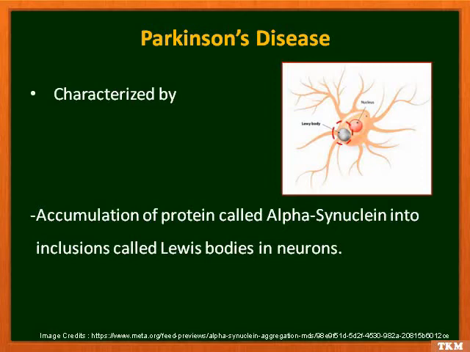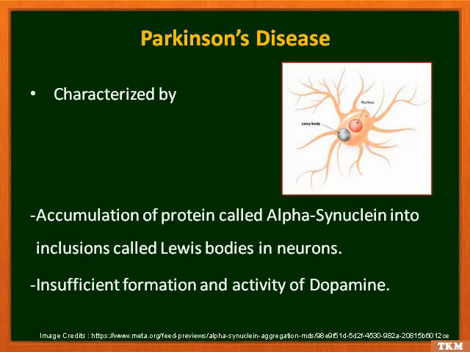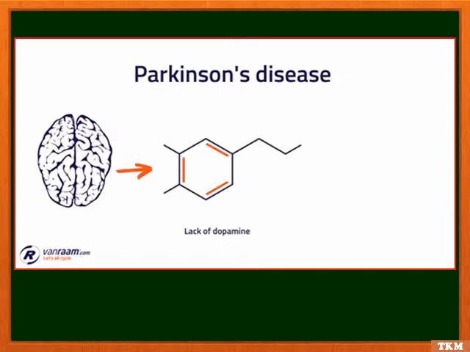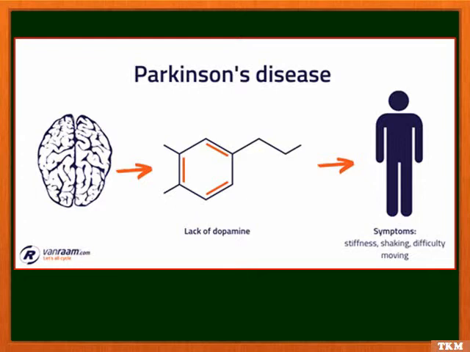Now it is characterized by accumulation of a protein called alpha synuclein into inclusions called Lewy bodies in neurons. So it leads to insufficient formation of dopamine and inactivity of the activities responsible for dopamine. Parkinson's disease is a progressive nervous system disorder that affects movement. Symptoms start gradually, sometimes with a barely noticeable tremor in just one hand. Tremors are common, but the disorder also commonly causes stiffness or slowing of movement. So we can see in this diagram, lack of dopamine leads to symptoms like stiffness, shaking and difficulty in movement.